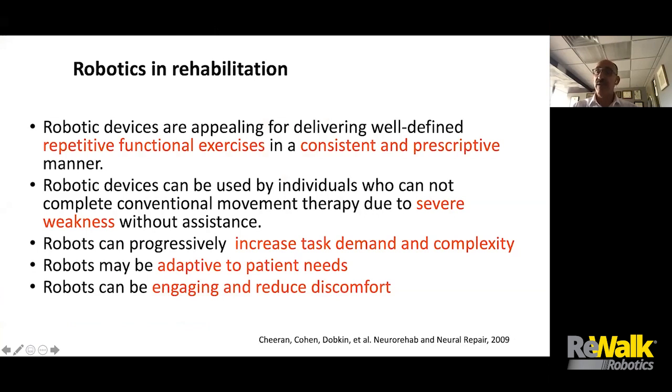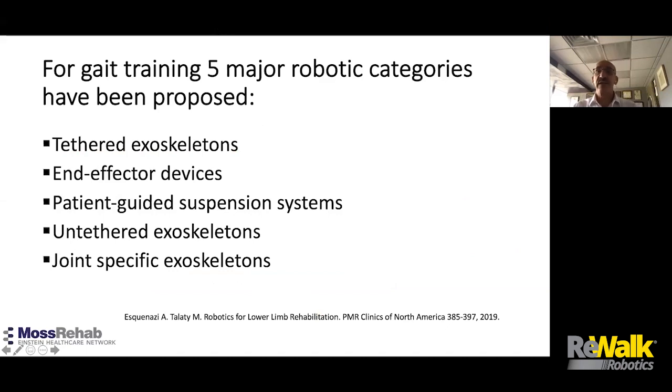And so in my perspective, robotics and rehabilitation are perfect tools because they have very specific characteristics. They're very appealing because they can provide well-defined, repetitive functional exercises. You can do that in a consistent and prescriptive manner. The robotic devices can be used by individuals who have severe weakness, and so they can provide the assistance that the patients need. They can progressively increase demand and complexity of task. And they can be adaptive to the patient needs. And we'll talk about the adaptability in just a second. And then they can be engaging, and in that case, even reduce discomfort because the patients stay engaged in the activity itself.